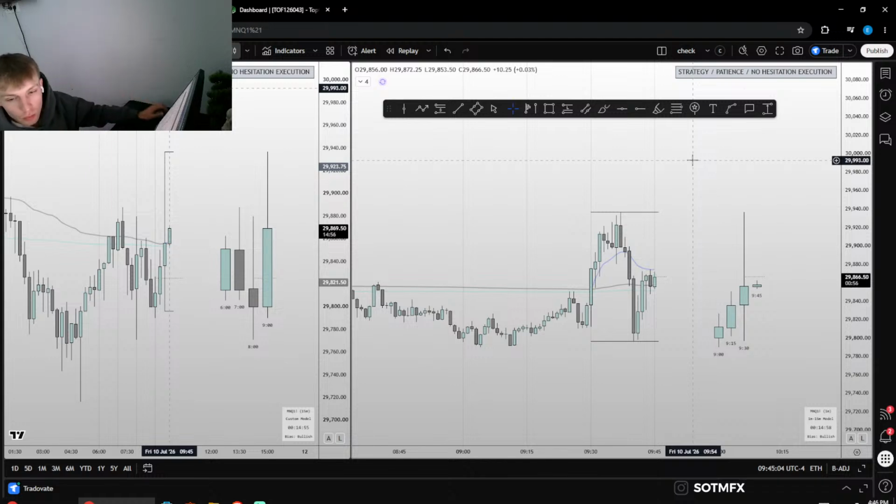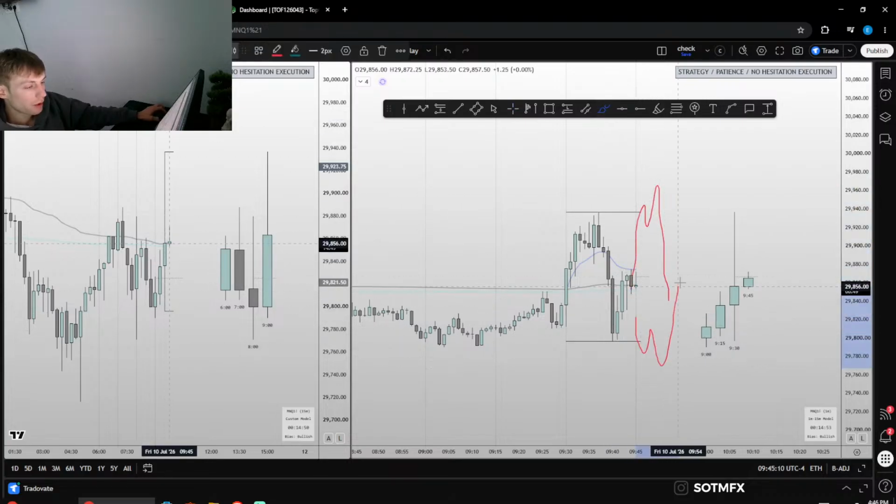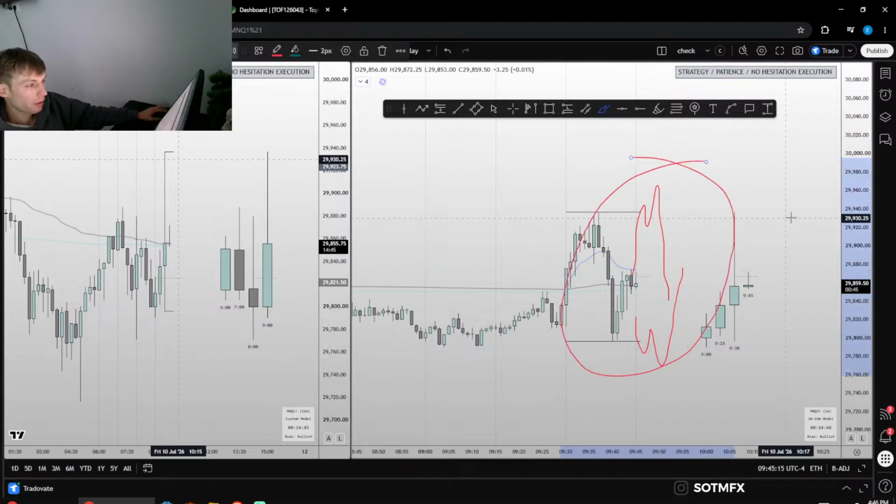Alright, so the opening range is set. So at this point, price either breaks higher or breaks lower. Waiting for either of these to happen.